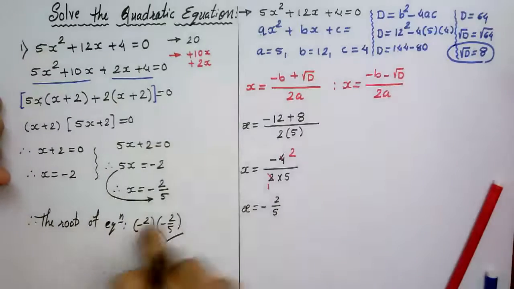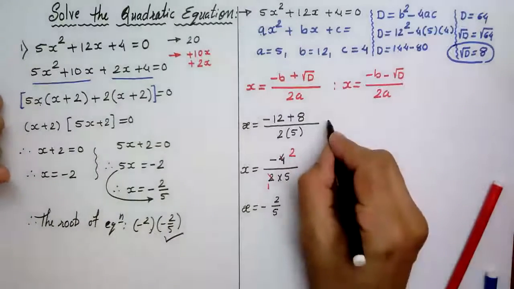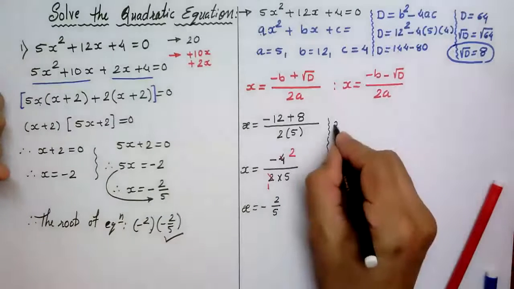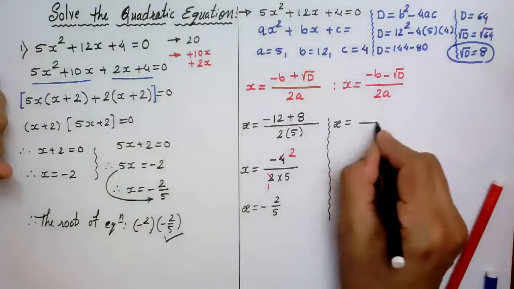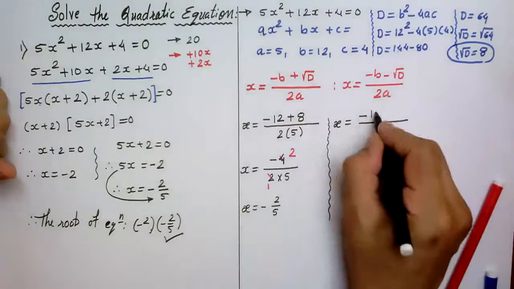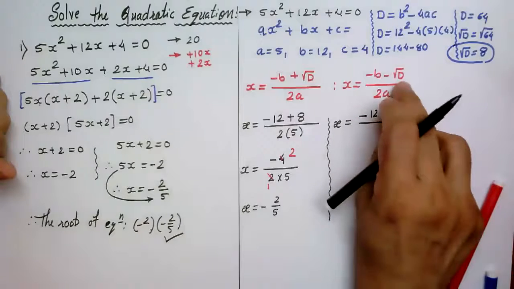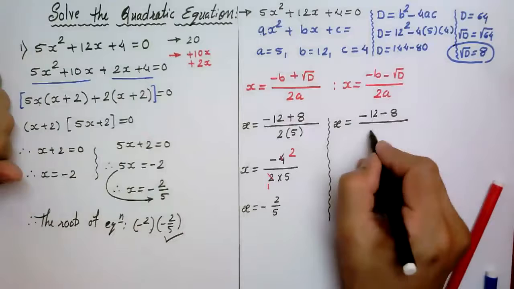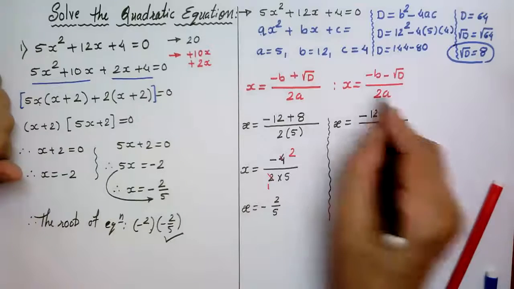Now the second will come from this. x is equal to minus b, b is 12, minus square root of d, which is 8, upon 2 times a, a is 5.